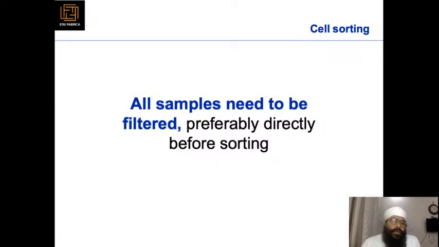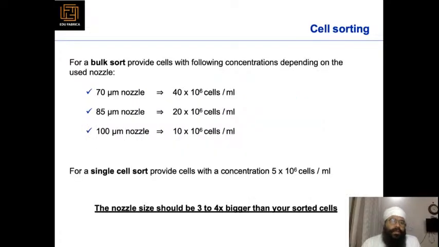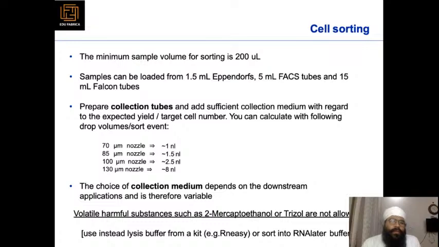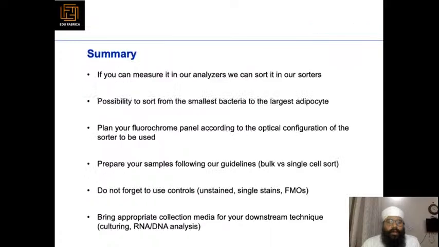All samples need to be filtered, preferably directly before sorting. For bulk sort, provide cells at the following concentrations depending on the nozzles used. So for these kinds of nozzles, you can have this many cells per ml. The minimum sample volume for sorting is 200 microliter, and samples can be loaded from 1.5 ml Eppendorf tubes to 5 ml FACS tubes and 15 ml Falcon tubes. Volatile harmful substances such as 2-mercaptoethanol and triazoles are not allowed in the sample analysis.